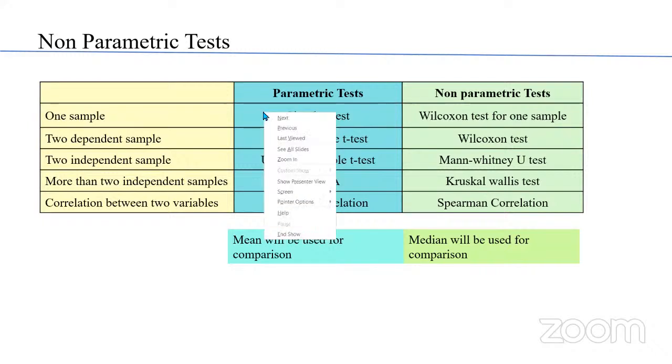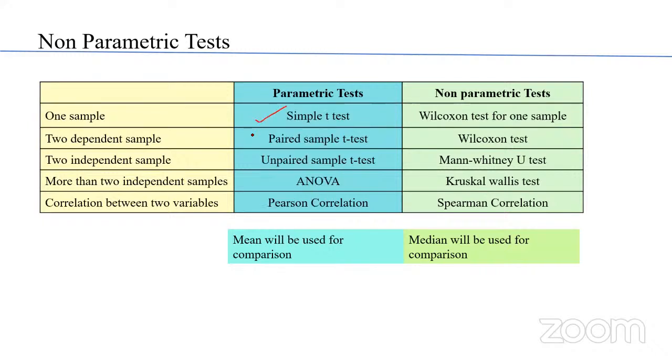If it is one sample, we use a simple T test. If it is two dependent samples, so paired sample, if you're trying to find out the before and after effect, we use, if it is a parametric test, the paired sample t-test. If it is two independent samples, two different samples, we go for the unpaired sample t-test. And if it is more than two independent samples, we go for ANOVA. And correlation will be found out using Pearson correlation. So this is about parametric tests.